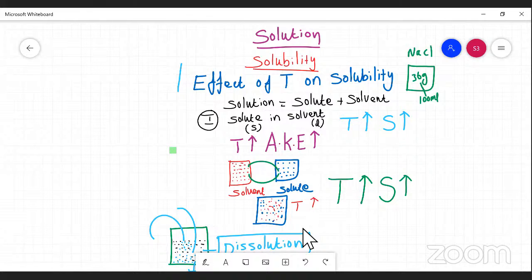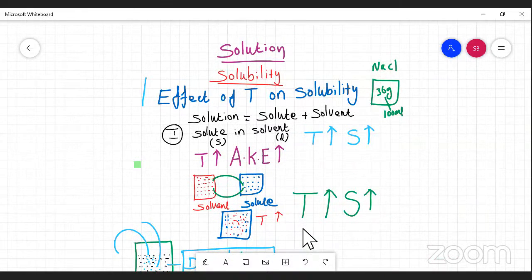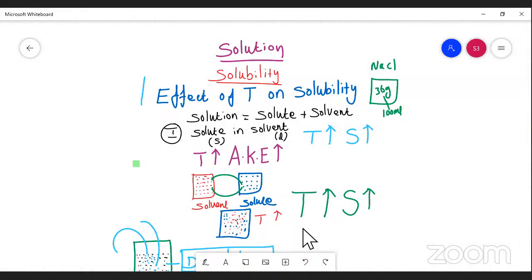In the solution lesson, we are dealing with the topic of solubility. What is called solubility? The maximum amount of solute present in a specific amount of solvent. Today we are dealing with the effect of temperature on solubility.